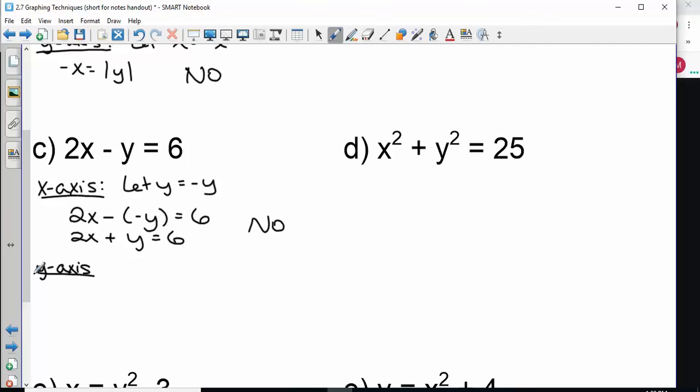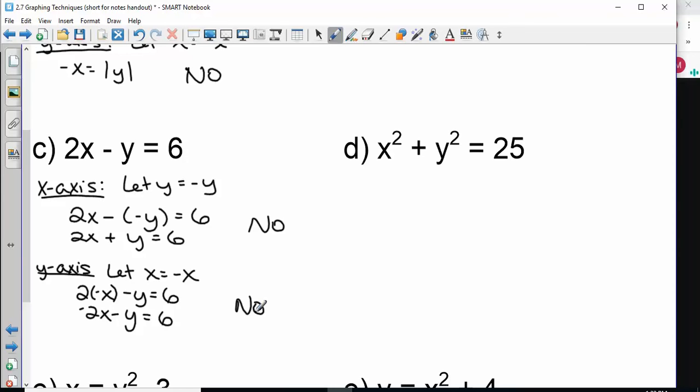Y-axis, plug a negative in for our x. So we get a negative 2x minus y equals 6. Is that what we started with? Nope. Can I turn it into what I started with? Nope. So this one doesn't have either kind. It's possible to get one of them to be yes, and it's possible to get them both to be no.